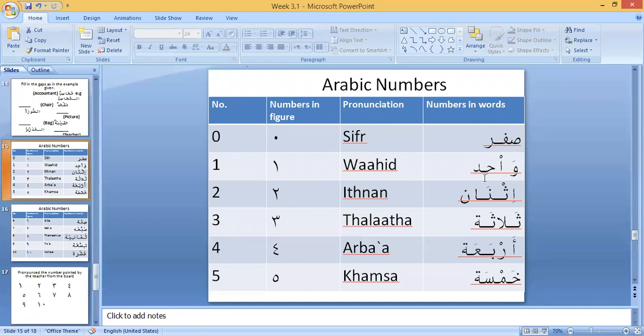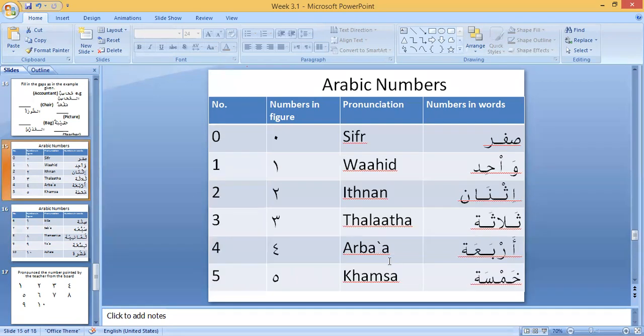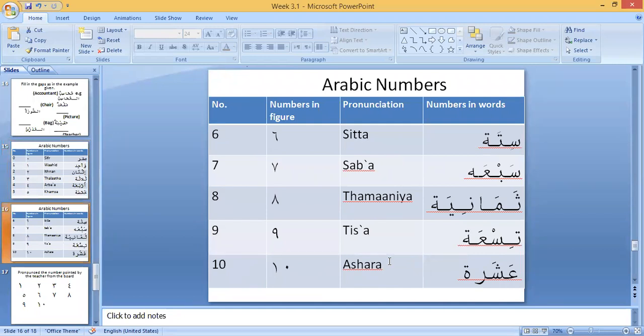You say صفر واحد اثنان ثلاثة أربعة خمسة ستة سبعة ثمانية تسعة عشرة. Are we together? Now I want somebody to volunteer and read these numbers. Yes, Adim. Let me start from the top. 0 1 2 3 4 5 6 7 8 9 10.